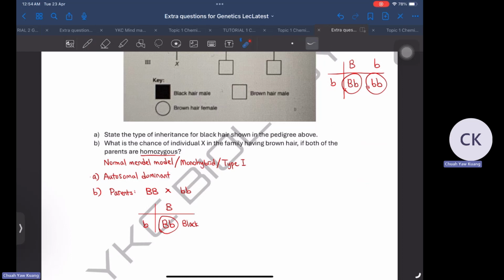So the question is asking, what is the chance that X will have brown hair? It is impossible, because all the offspring must be black in color. So the answer is that the chance is 0%. The individual X will never have brown hair. So with that, that is the final answer.